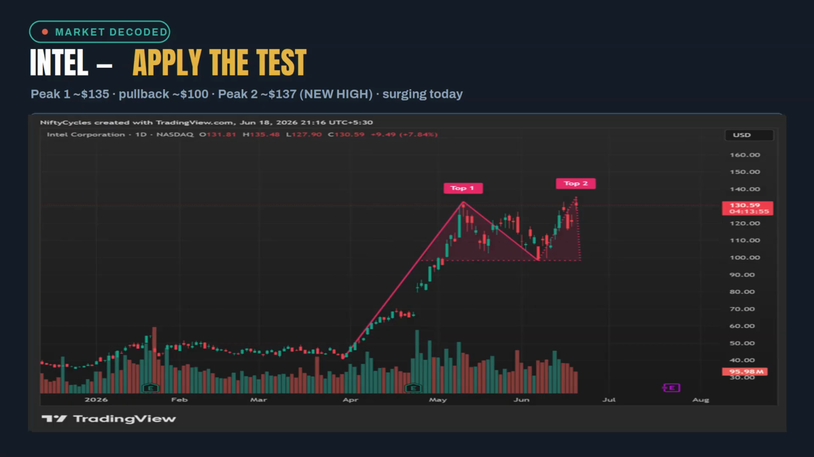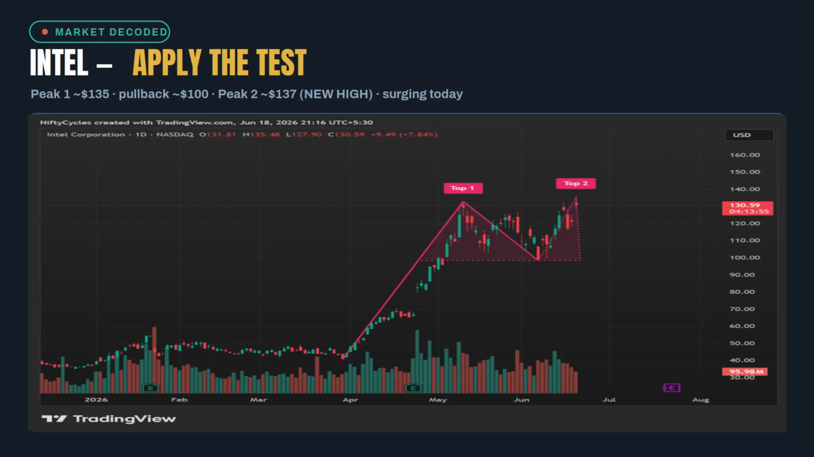So let's put Intel through our three conditions live. Peak 1, back in early May, formed around $135. Then a pullback, down toward $100. Then a second peak. But look very closely at this one. It didn't stop at the old high. It pushed to a new high, around $137. And today, price is surging again on the partnership news.